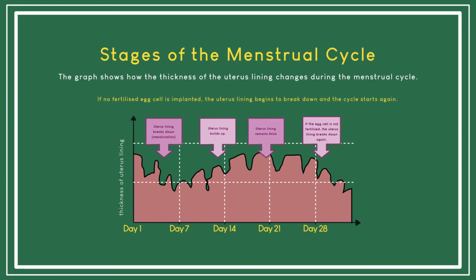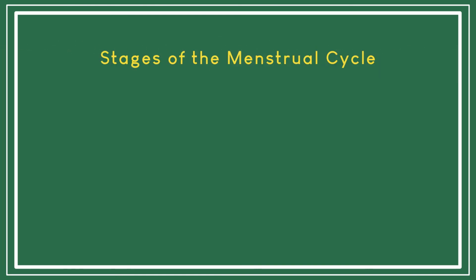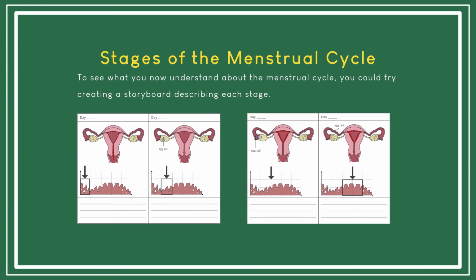If no fertilised egg cell is implanted, the uterus lining begins to break down and the cycle starts all over again. The menstrual cycle begins during puberty and continues until the menopause. In this video, we have described the stages of the menstrual cycle. To see what you now understand about the menstrual cycle, you could try creating a storyboard and seeing what you can commit to paper.